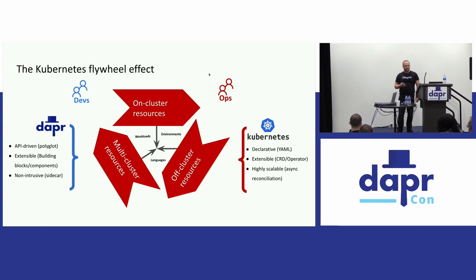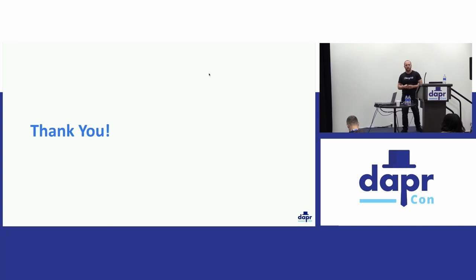Similarly, if you look at the Dapr API, it is based on HTTP and gRPC, so it is API-driven, it is polyglot. It is extensible, so there are more and more new building blocks being added, so there are new capabilities added. There are new components, so new implementations that are added, and it's non-intrusive. So you can use it with microservices, but also with brownfield applications, et cetera. And I think these are characteristics that can give Dapr enough critical mass to make Dapr ubiquitous among developers, the same way Kubernetes is among operations. That's it. Thank you.